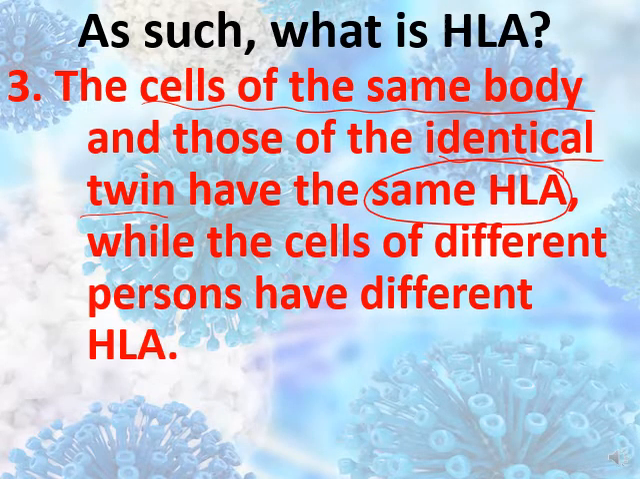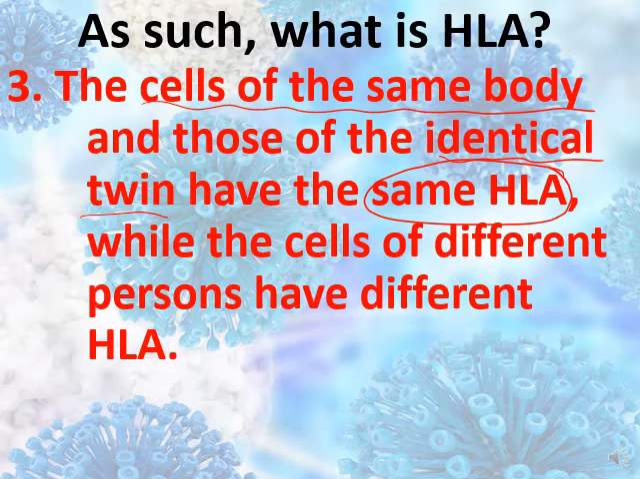Also, identical twins, meaning that identical twins look like each other. Okay? So identical twins also have the same HLA. While the cells of different persons, for example, the cells of Hassan and Ali, they don't belong to each other. They are, for example, friends only in the class, so they have different HLA.